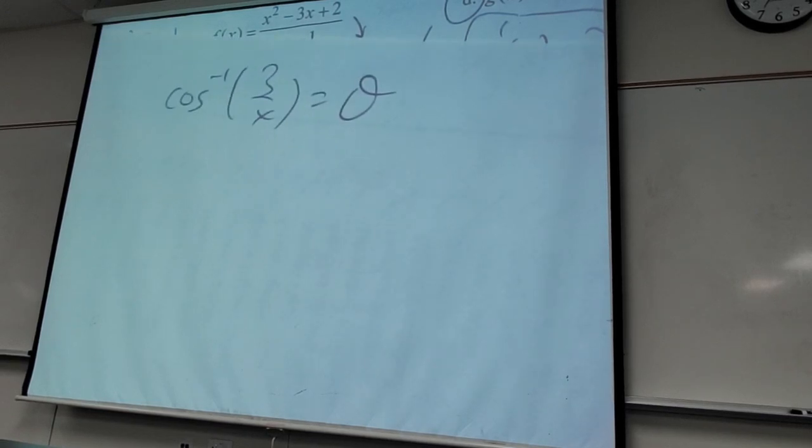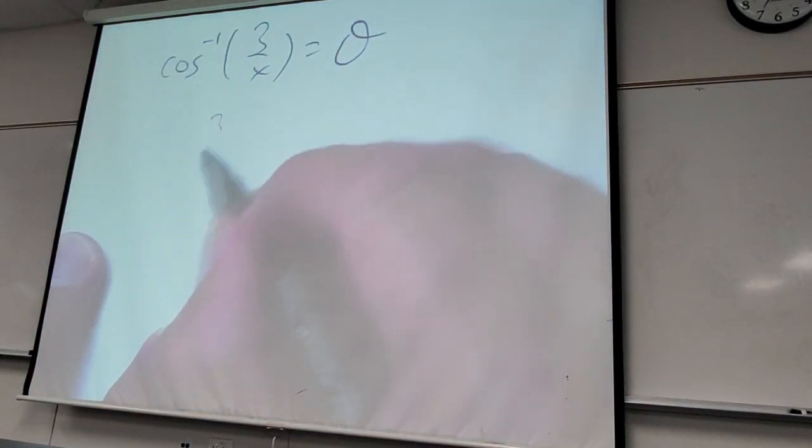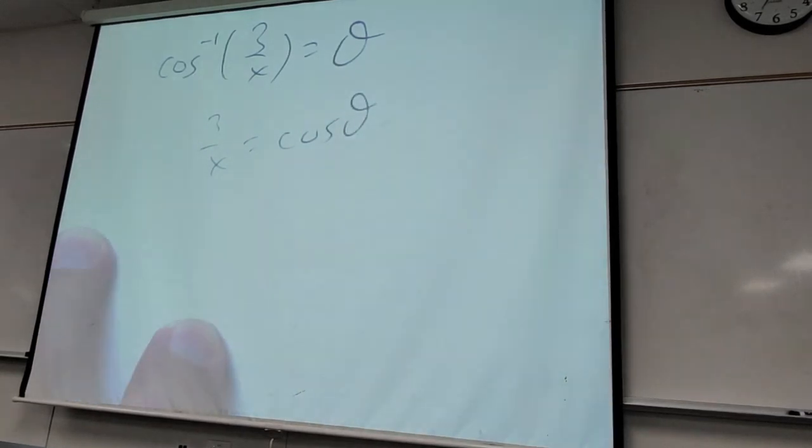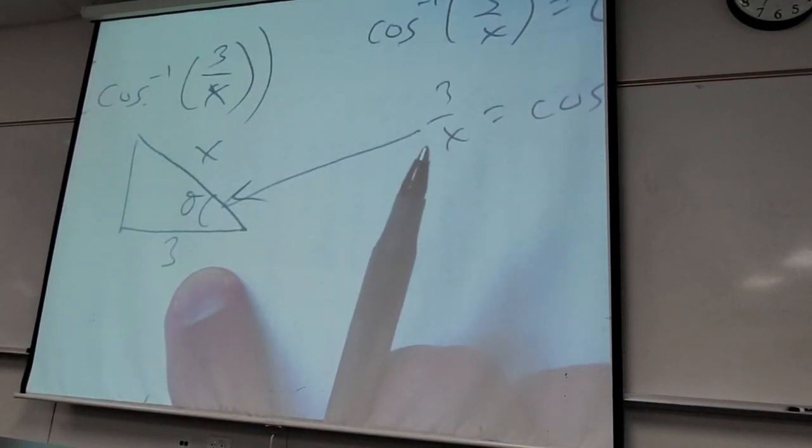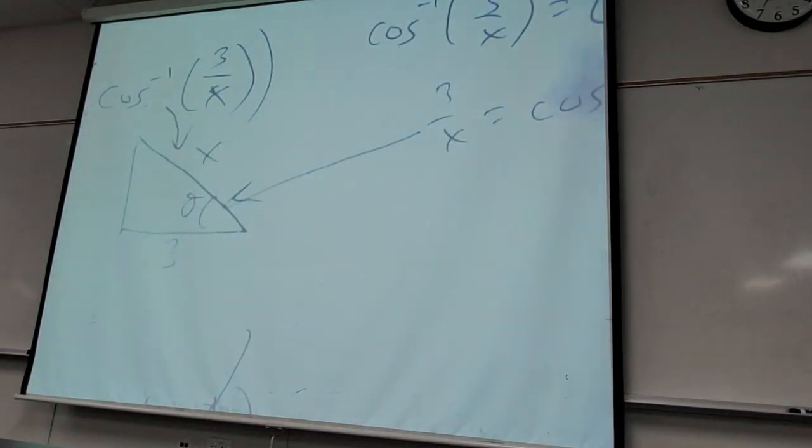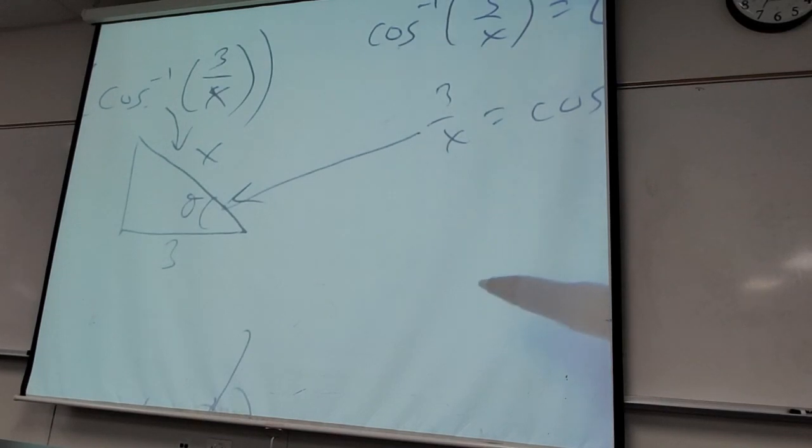I put an angle in. So if I take cosine of both sides, I get 3 over x is cosine beta, which leads to this triangle. So I can just go straight from inverse trig function to a triangle. Now what do I need to figure out for the tangent?